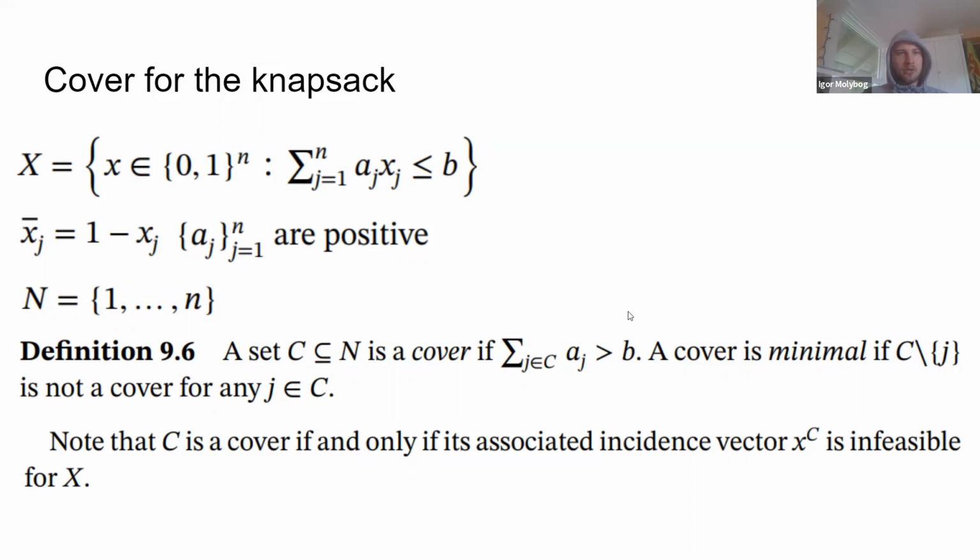Is the notion of cover clear? Are there any questions regarding the notion of cover?